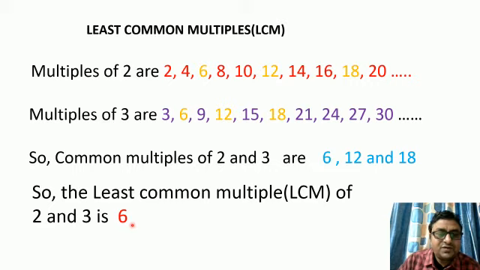So in this way we find the least common multiple of 2 and 3. First we find multiples of 2, then multiples of 3, then common multiples of 2 and 3, and afterward we find the least one. So the least common multiple of 2 and 3 is 6.